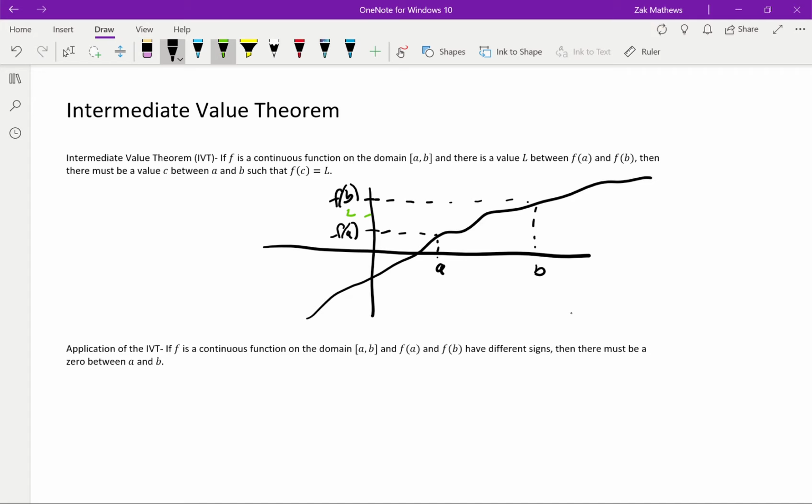f of b. What my theorem is telling me is that if we have that space between f of a and f of b, and when we do, as long as f of a and f of b are not the same number, there is going to be a number in between. There has to be a way for me to get to that number, and we're calling that value c. There has to be an x value that will get me to that L.